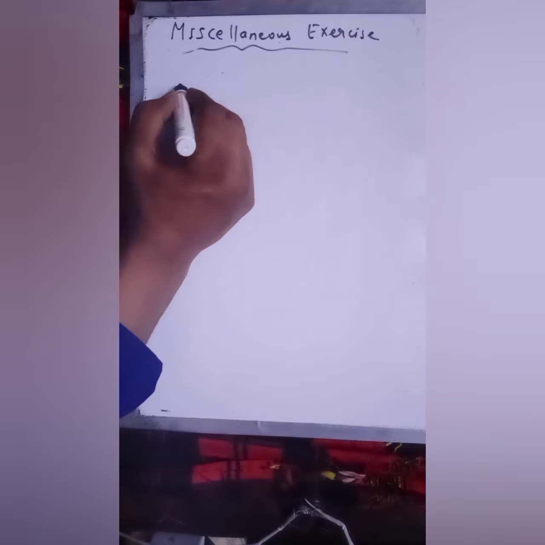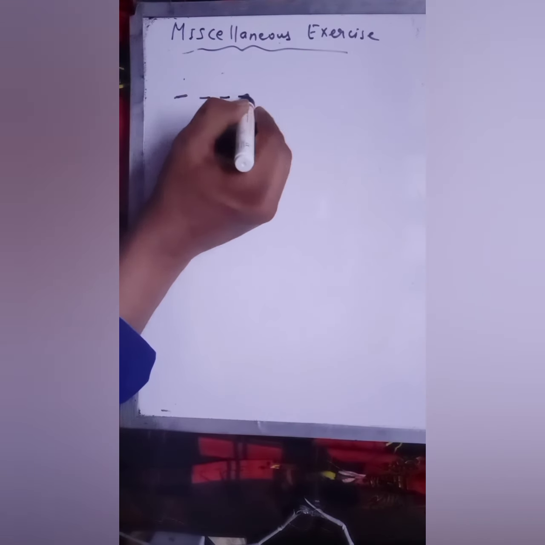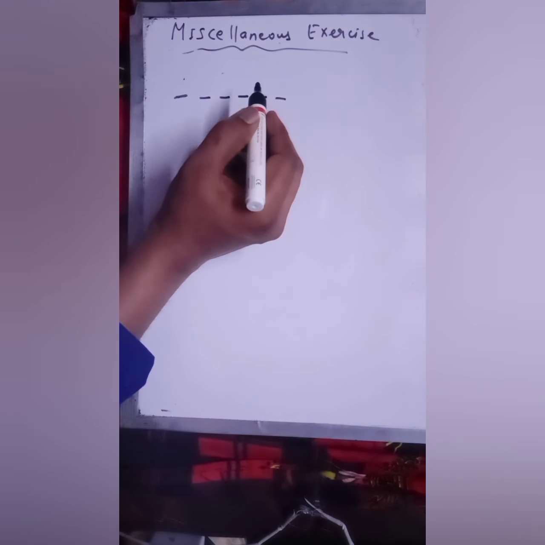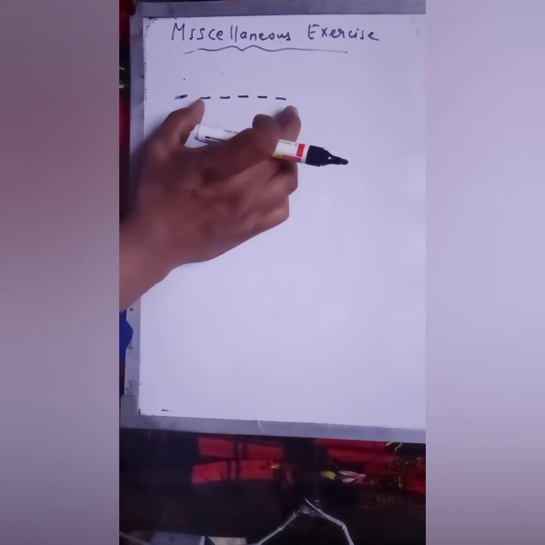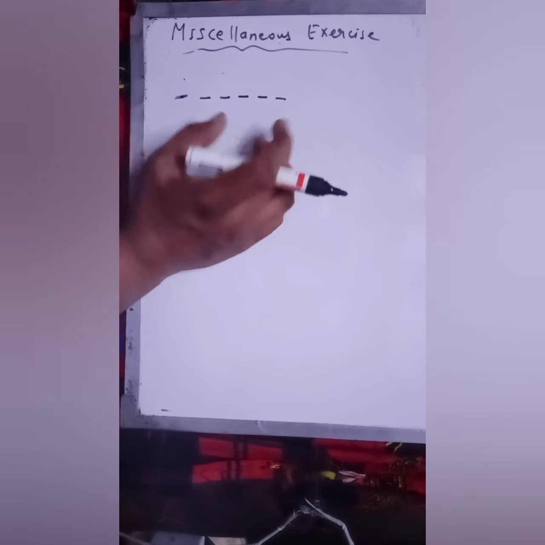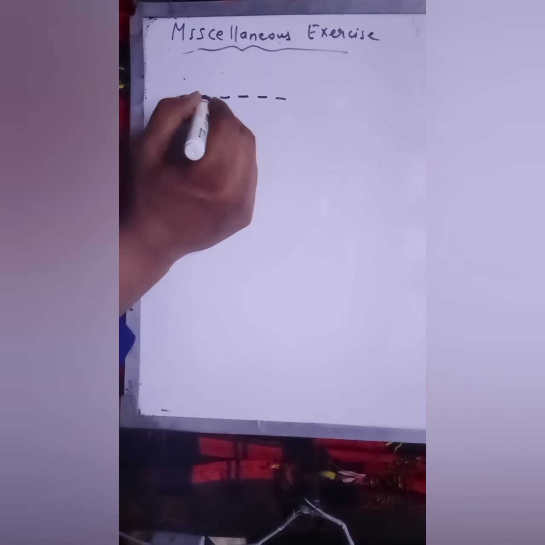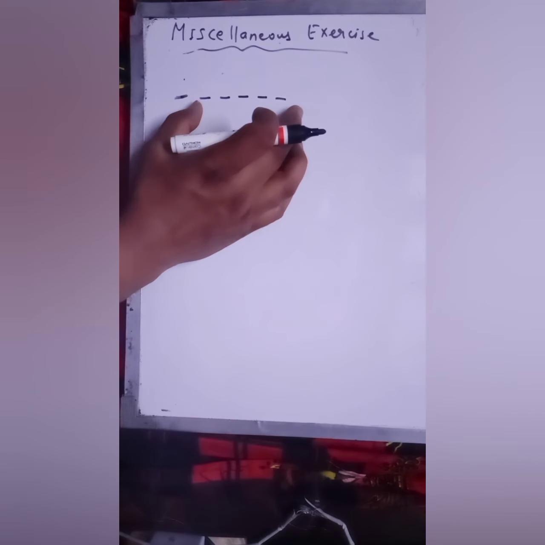Now the next question is question number 5 of the miscellaneous exercise. How many 6-digit numbers can be formed from the digits 0, 1, 3, 5, 7, 9, which are divisible by 10, and no digit is repeated? Okay. We have to make a 6-digit number. 1, 2, 3, 4, 5, 6. Fine. So this 0 cannot come at this place, because if 0 comes at this place, this would be a 5-digit number, not a 6-digit number.